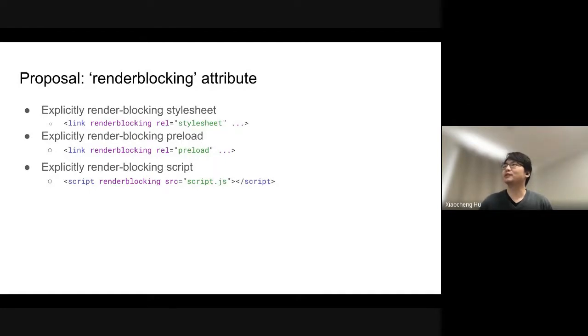So the proposal is a render blocking attribute. We can put it on a style sheet to make it explicitly render blocking, or put it on a preload resource so that we block rendering on this resource, or we can put it on a script. And well, at this stage, it might seem redundant to put render blocking on style sheets and scripts. We'll see use cases.